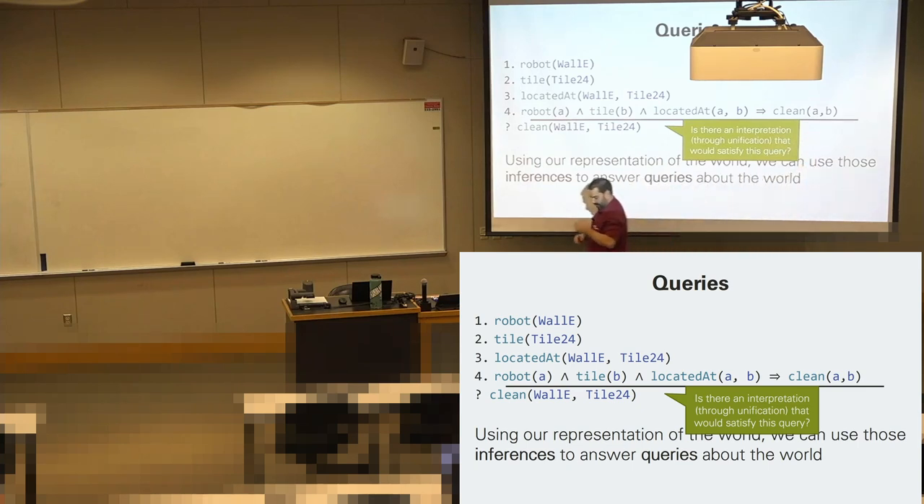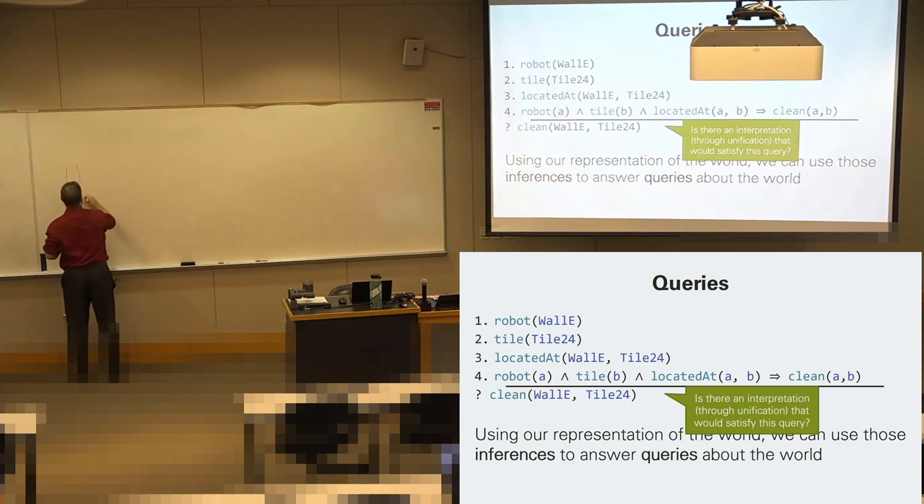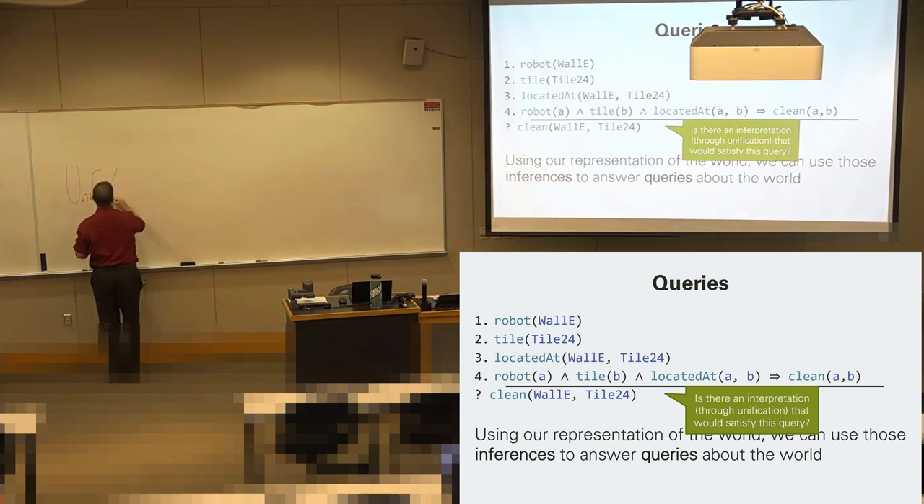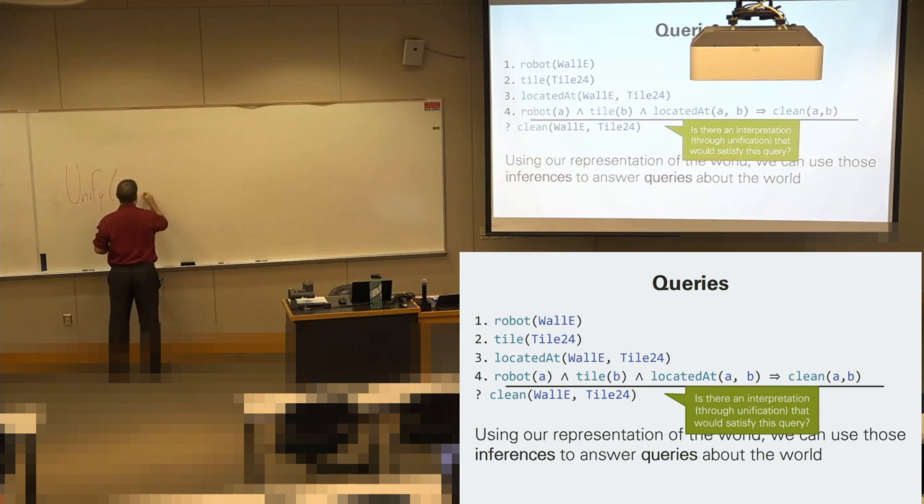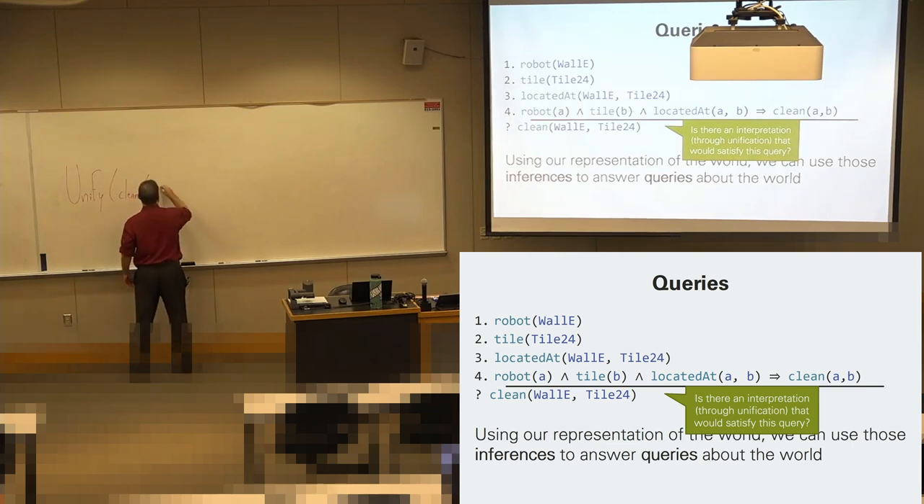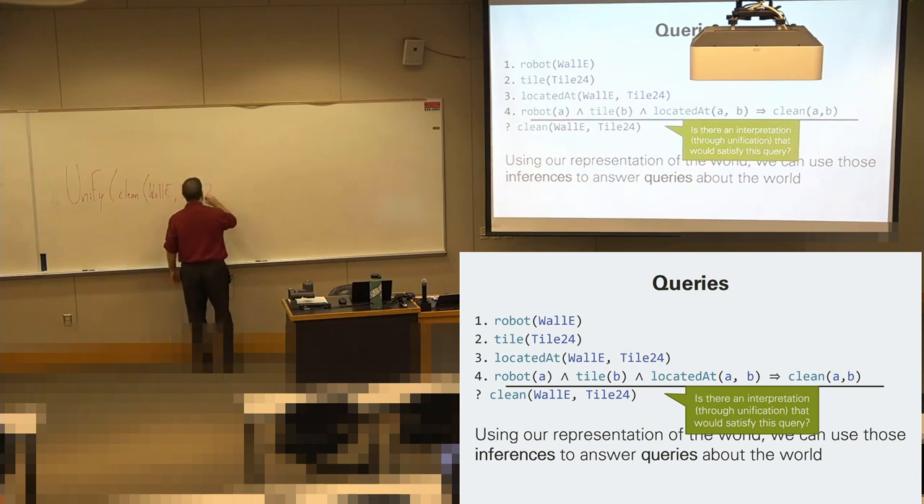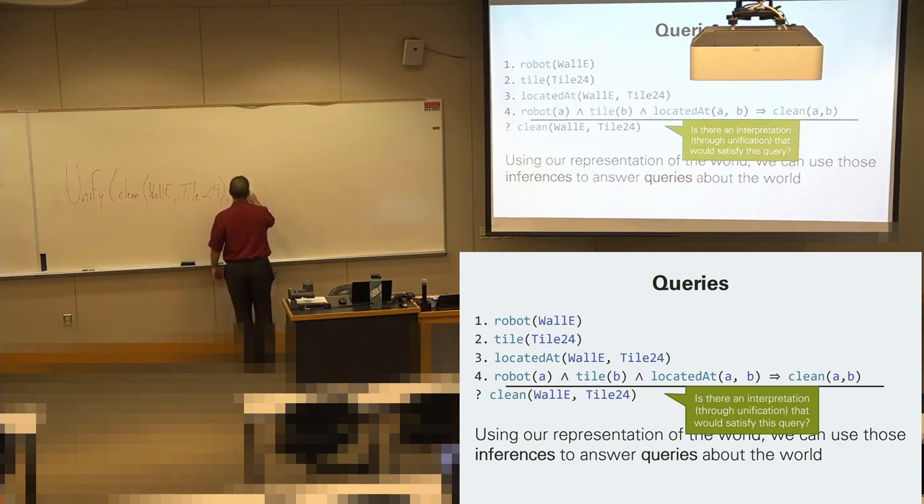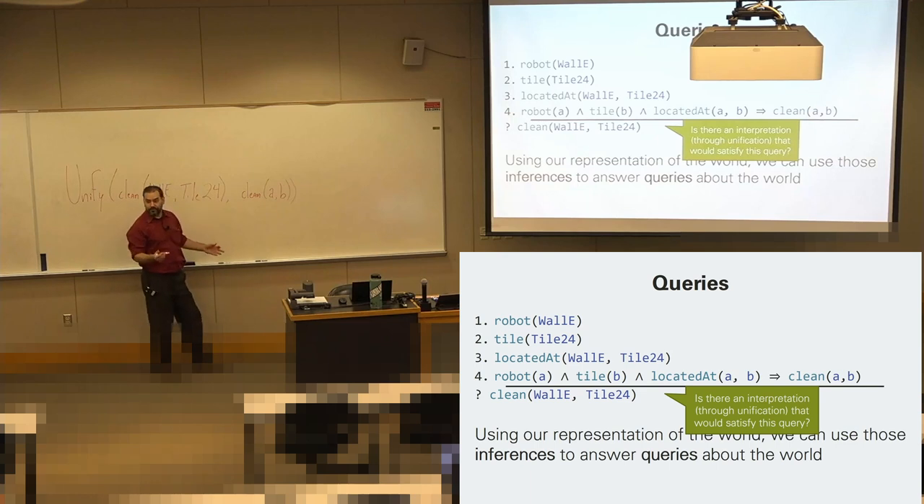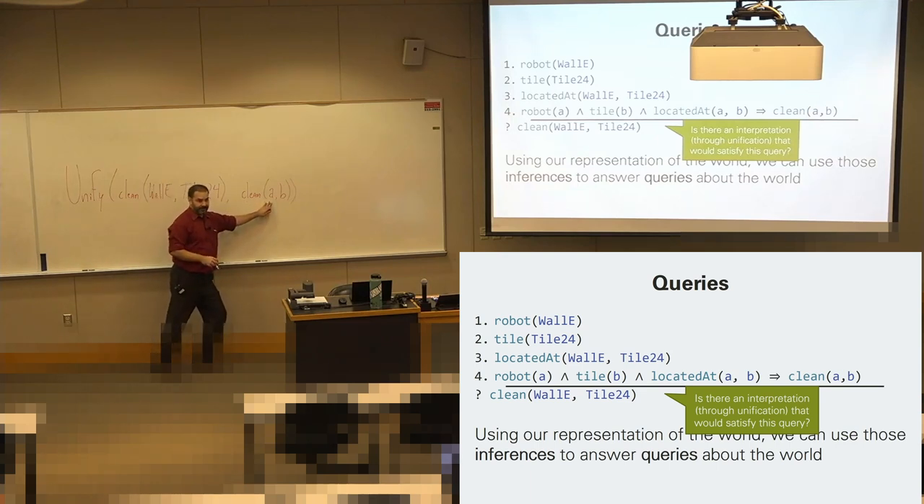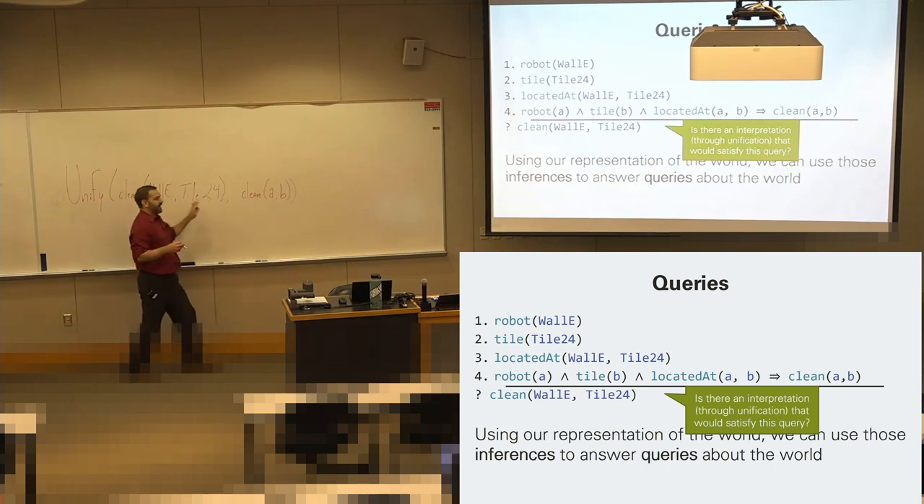In fact, let me just write it out. I think this one doesn't work, so red. Can I unify clean Wally tile 24 with clean AB? Again, this is what you were just doing. Can I make a substitution for A and B and make it so that these sentences match each other?